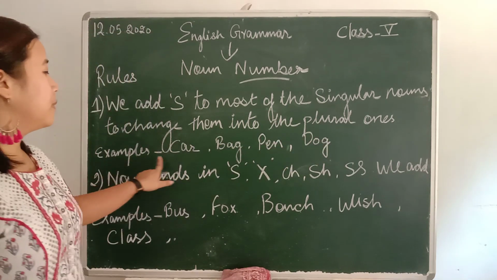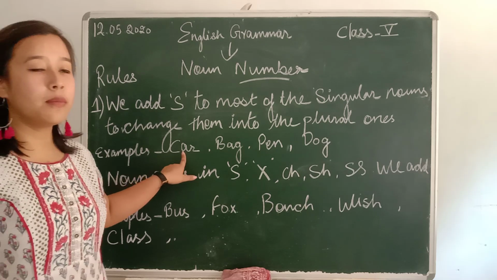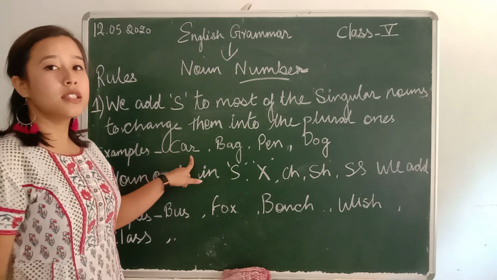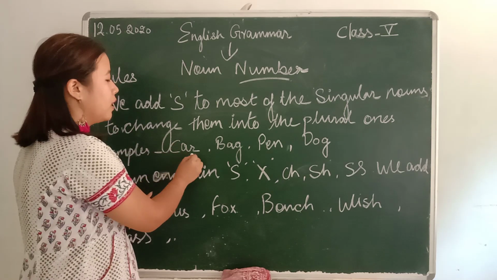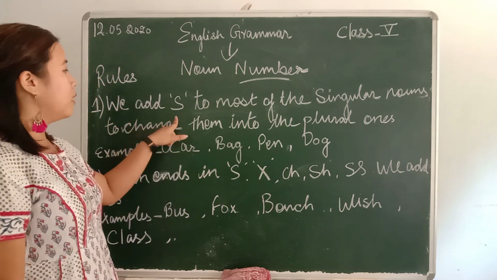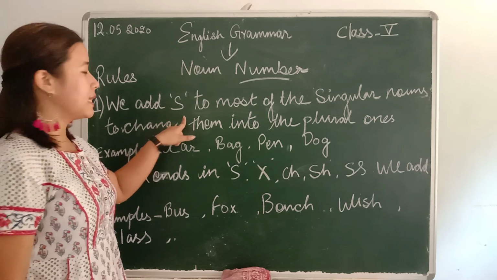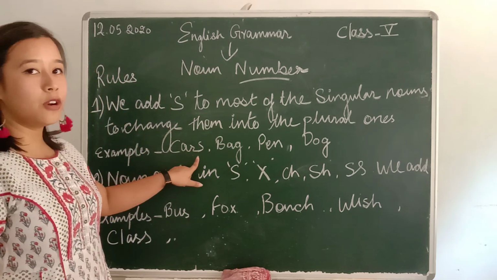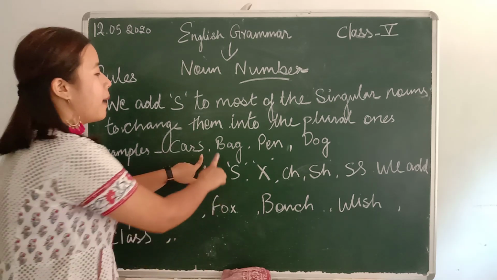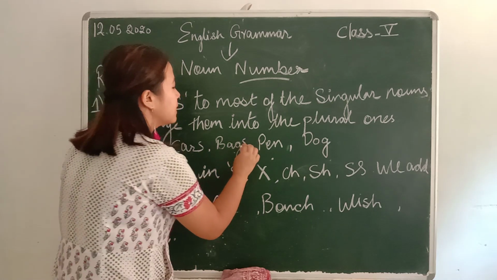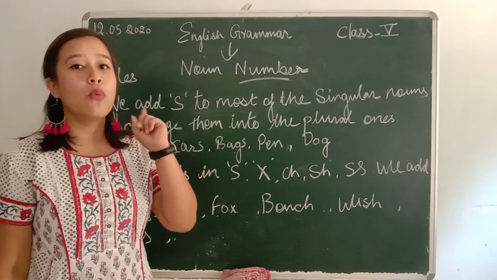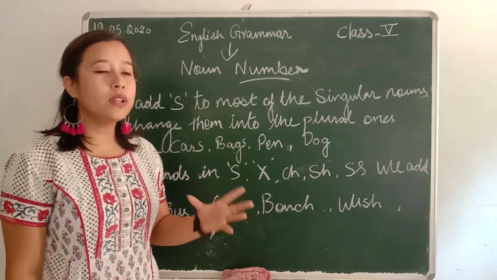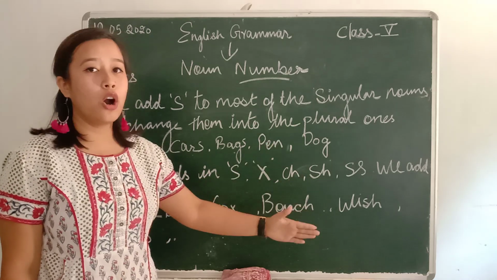So we see the example car. Car, we are talking about one car. Here car is in a singular form. So what we do in rule number 1, we add s. So car becomes cars. To change it into a plural form, we add s. Bag becomes bags. So this is more than one bag.